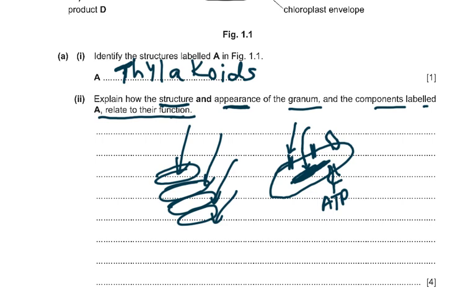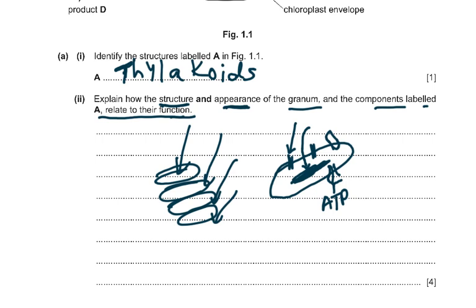So then the description: it appears green under the microscope. Why does it appear green under the microscope? That means that green is reflected. So what is the function? Chlorophyll absorbs red and blue light. So the green is reflected, that's why it looks green. And the chlorophyll absorbs red and blue light.